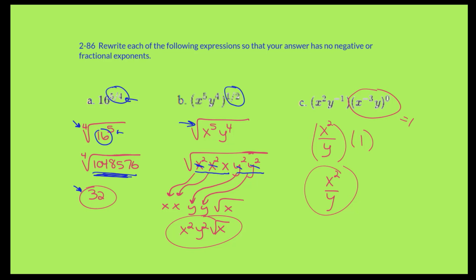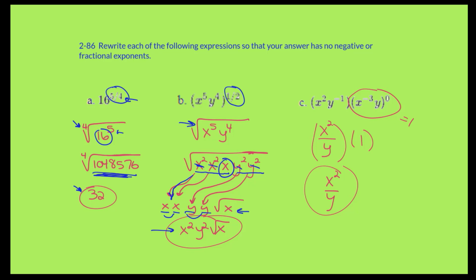So as I finished them, I brought them down here where you can see my arrows pointing. So I've got an x and an x, then a y and a y, and then this little single x all by itself is still under the radical. And then, of course, I'm multiplying x times x and y times y, and that's why I get x squared, y squared, square root of x.